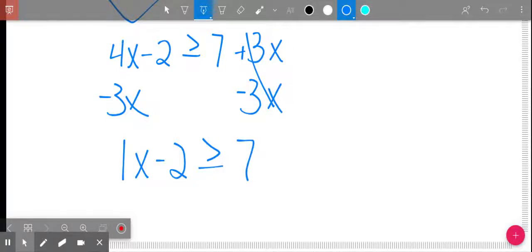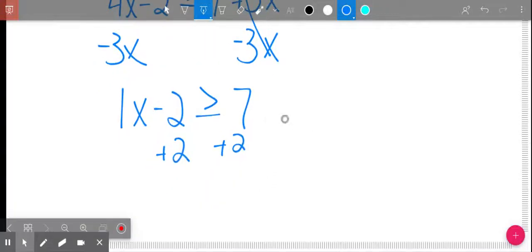From here, we just need to get the x all by itself. Same thing with equations and inequalities, we're always going to get that x by itself. So I'm going to add 2 to both sides, and we'll get x is greater than or equal to 9.